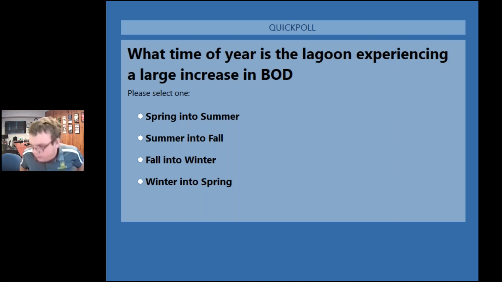Okay, so here we want to know, what time of year is the lagoon experiencing a large increase in BOD? So let us know if that's mostly happening for you from spring into summer, from summer into fall, from fall to winter, or from winter into spring.